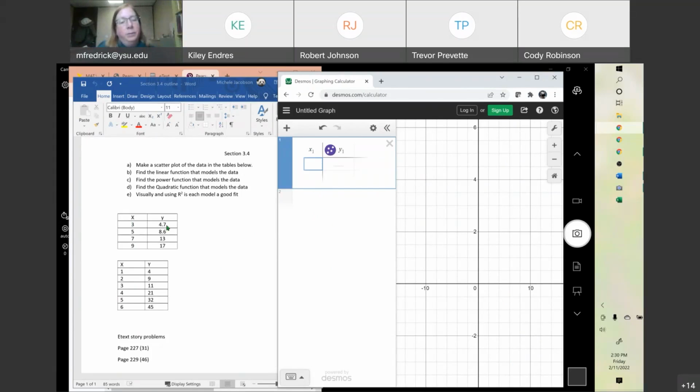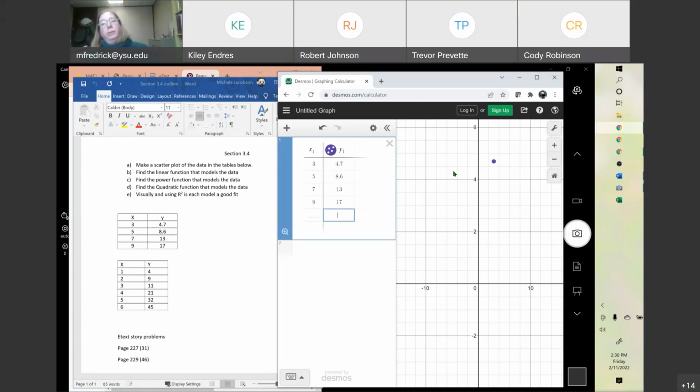So we will use the first box and we're going to do these steps. We're going to make a scatter plot of the data. So just enter 3, 5, 7, 9. Oops, didn't hit enter. 3, 5, 7, 9, and then 4.7, 8.6, 13, and 17.